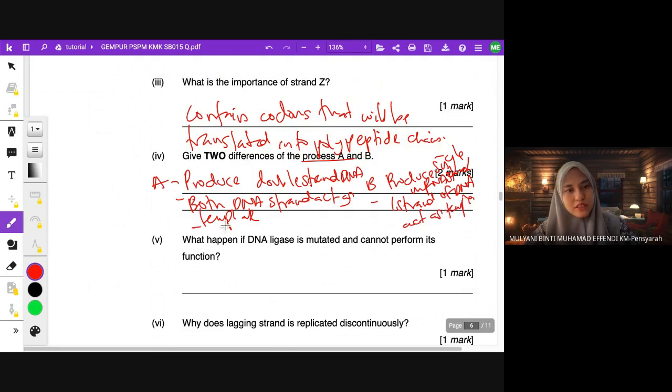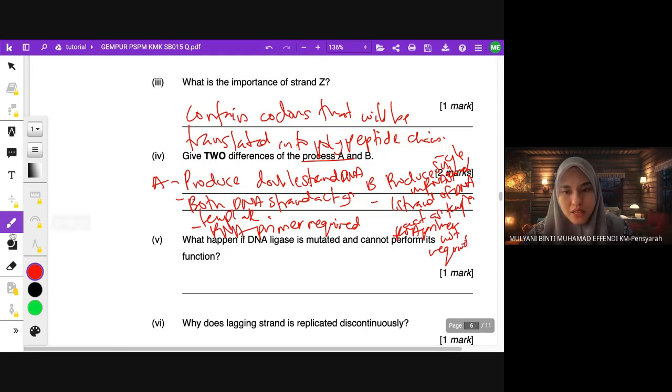So kamu boleh juga cerita pasal apa lagi? Primers. RNA primer is required. Yang ini RNA primer diperlukan lah kan? Required. Yang ini RNA primer, yang pemula dia tu kan mana ada? Primer not required. Okay, so dia minta 2, so masukkan 2 sahajalah. Ni antaranya, ada lagi sebenarnya.